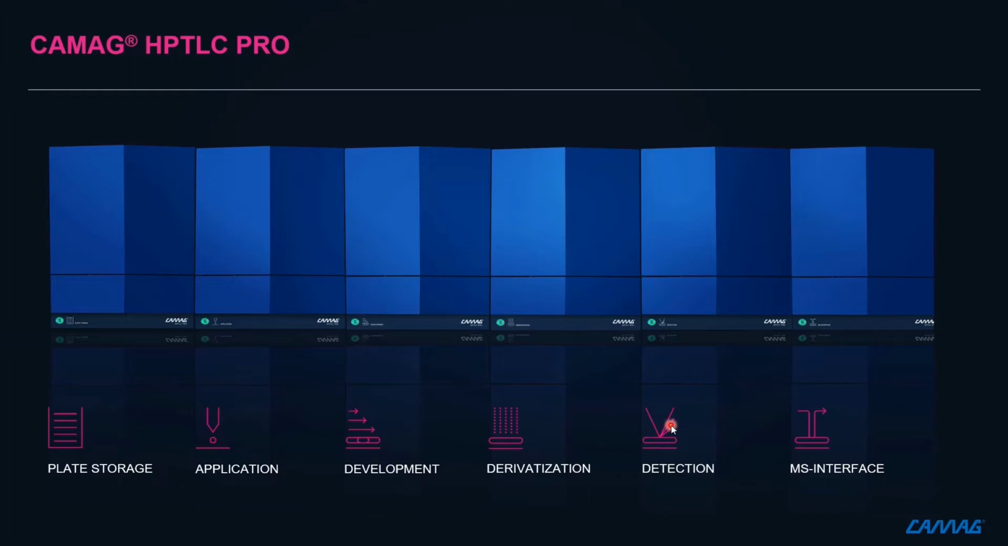The module detection will use hyperspectral imaging for the UV-Vis range, and the module MS interface, which is also expected for 2023, will allow to select zones of interest via the VisionCat software and directly elute them using the integrated elution pump. The eluate is transferred into a MS or can be collected for further analysis offline.